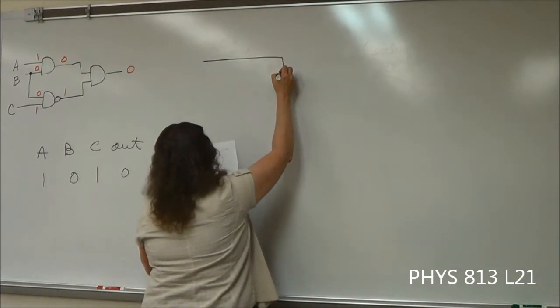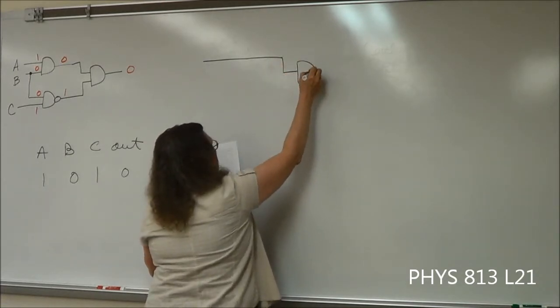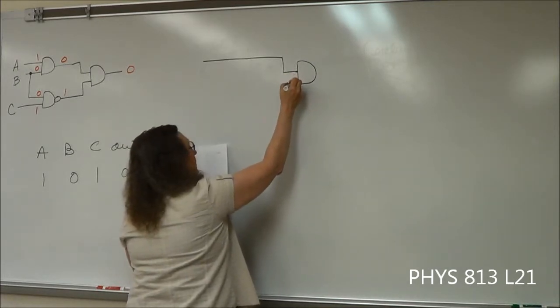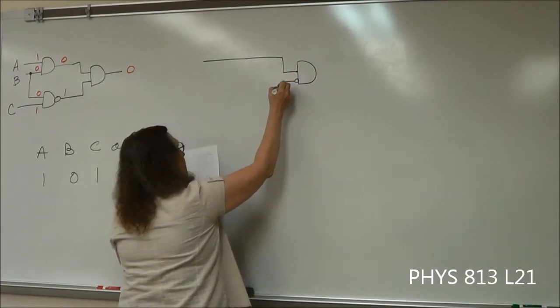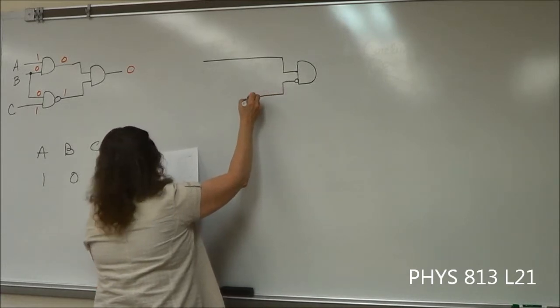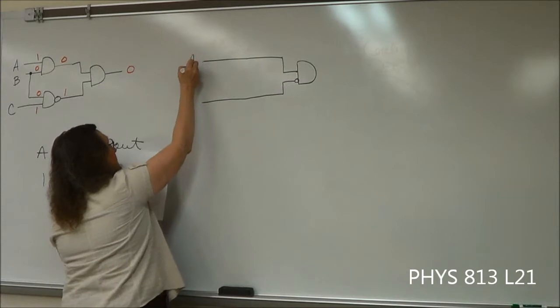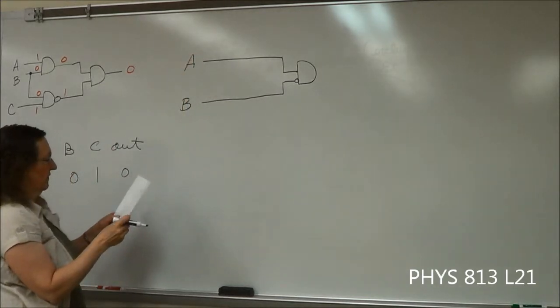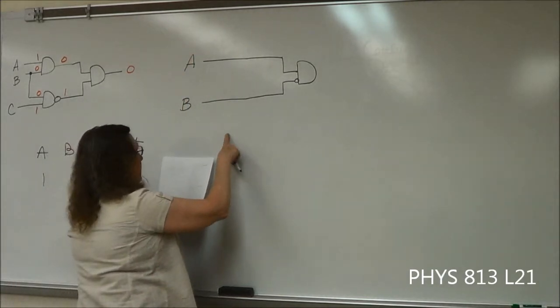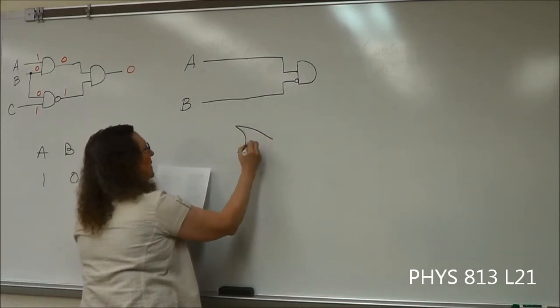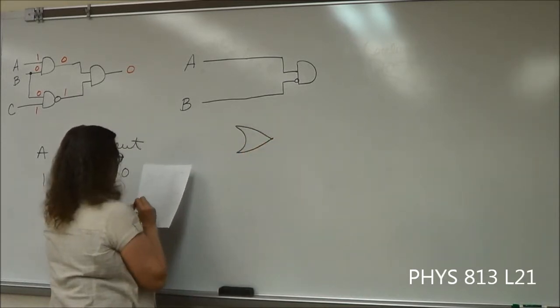And we have it down and over, and this is going to be an AND. Then we have a circle here for a NOT. And this comes all the way over here. This is B, this is A. Then down here, we're going to put an OR, like this.